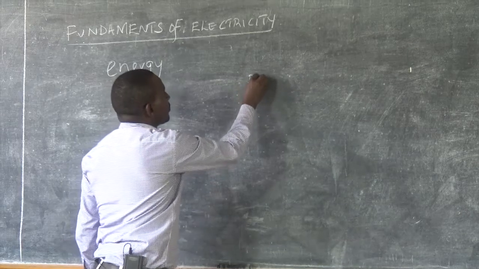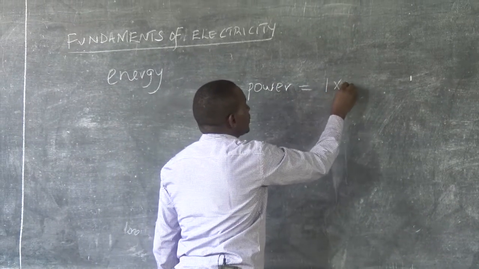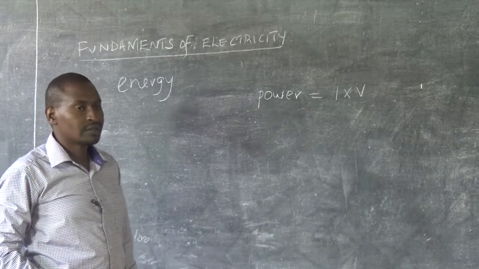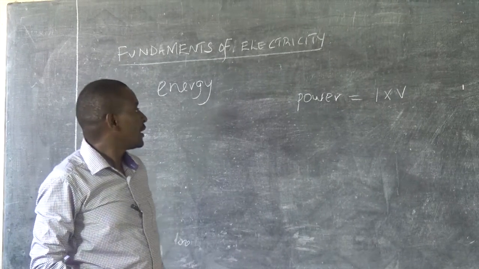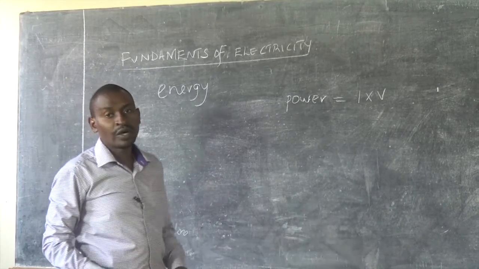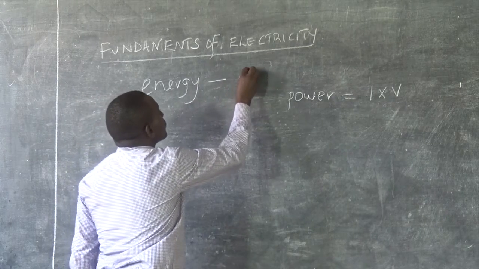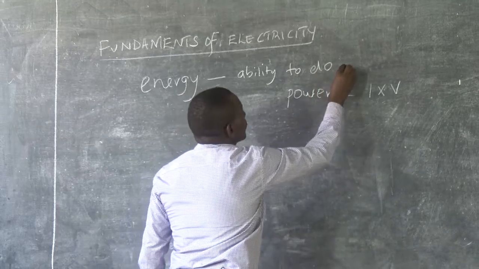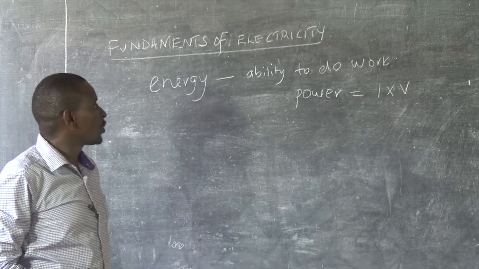And we said power is a product of current and voltage. And we said that power is the rate of doing work, and work is expense of energy. And energy is the ability to do work. So work is expense or use of energy.